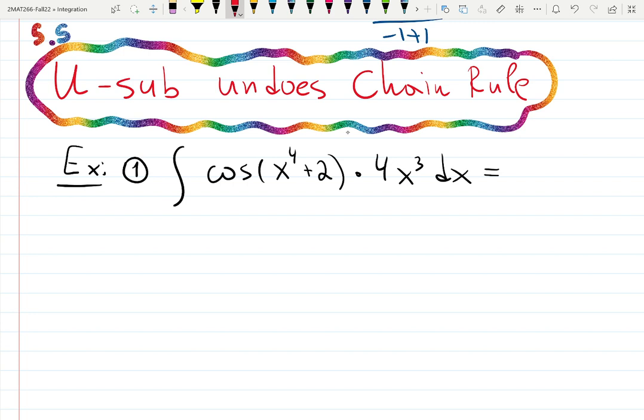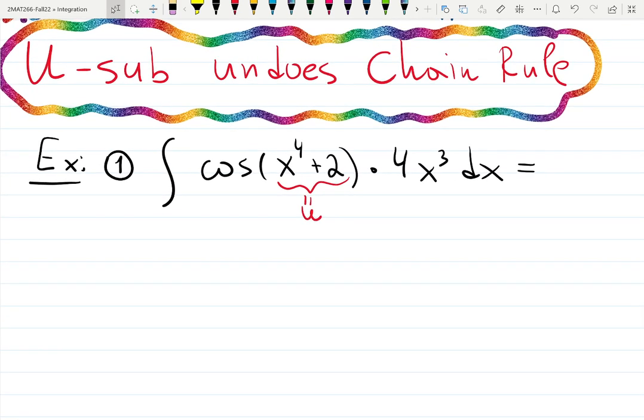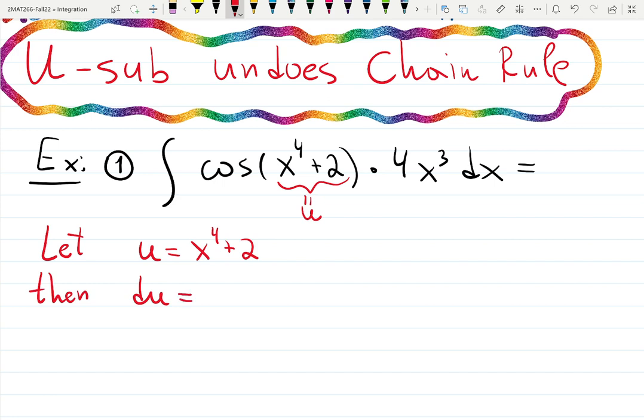The idea is we know how to integrate cosine, but not cosine of complicated stuff. So let's call this complicated stuff to be u. This is a popular notation. Call it u. And let's start the box. Let u be x to the 4 plus 2. Then differentiate both sides. Du is 4x cubed dx.